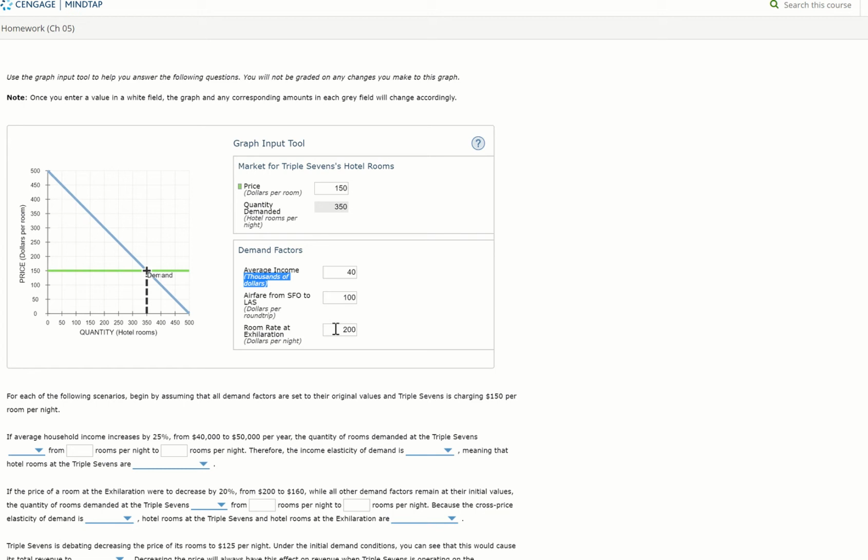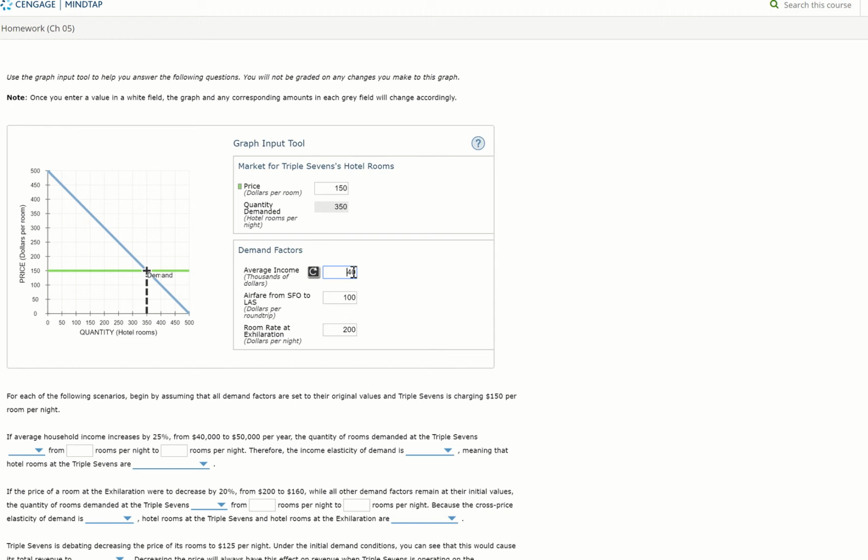Okay, so let's look at the questions. If the average household income increased by 25% from 40 to 50,000, the quantity of rooms demanded at the 777 would do what? All right, so make sure the price is always at 150. We don't change the room rate right now. So the room price is 150. When the income is 40,000, our quantity demanded for our hotel room will be 350.